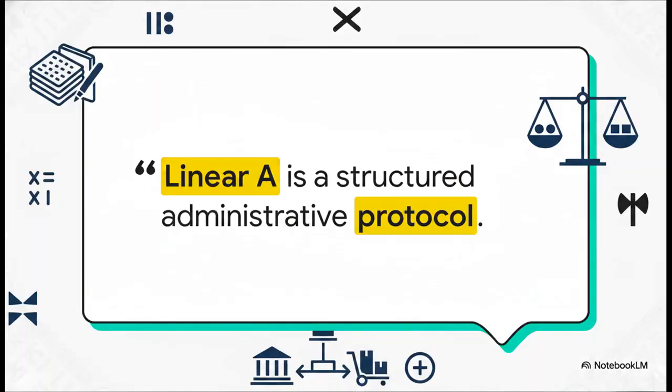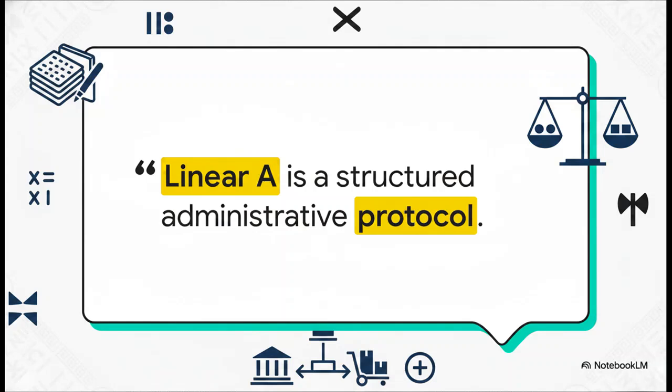This is where Kevin L. Brown completely flips our perspective. As he puts it, Linear A is not primarily a spoken language. It is a structured administrative protocol encoded through mixed symbolic logic. So what does that actually mean for us?